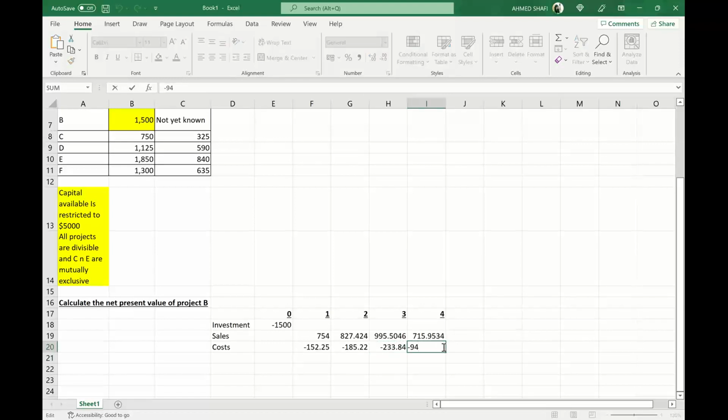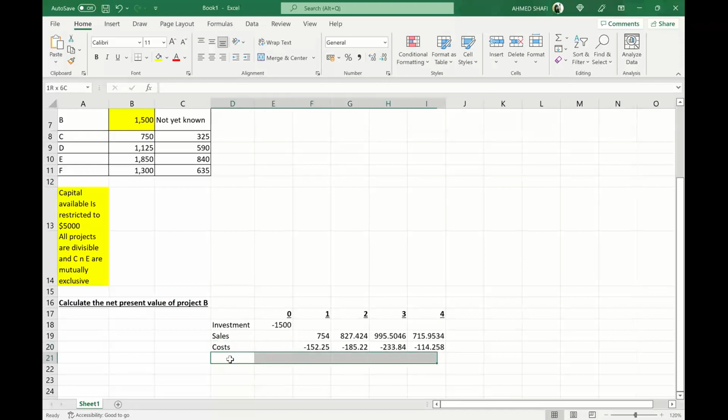And year 4 is negative 94, 5% per year. So to make it 5% per year, it's 4 years, so into 1.05 power 4. Okay, this way I have inflated the cost figures. Any questions with respect to cost?